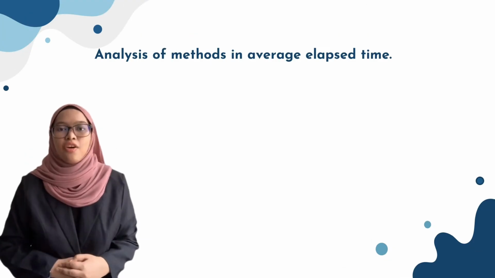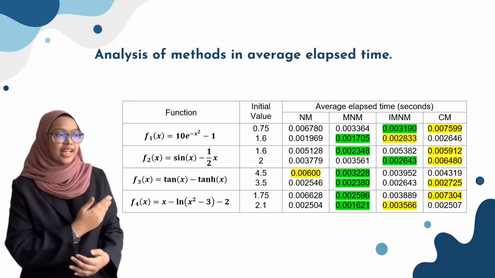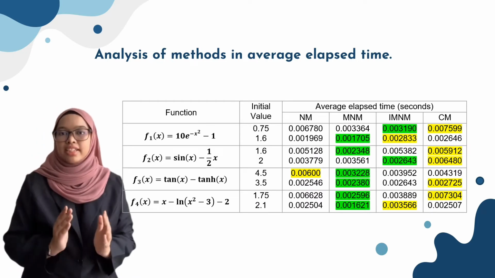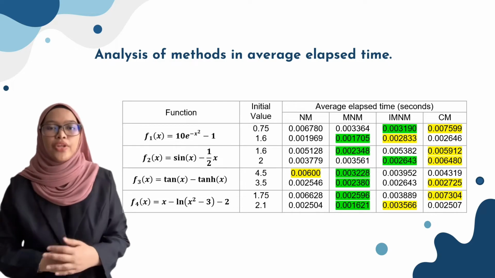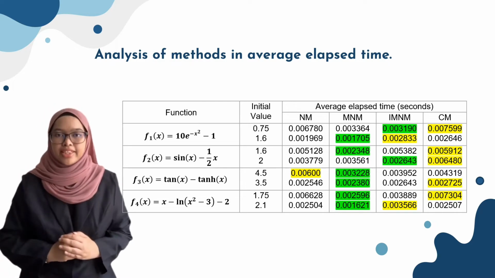Next, analysis of method in average elapsed time. The green color in these tables means a faster average time, while yellow color means the longest average time. It shows that the midpoint Newton method gives the fastest time, while the Chebyshev method gives the longest time.